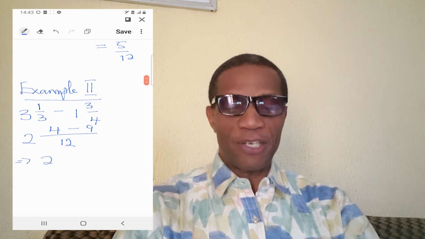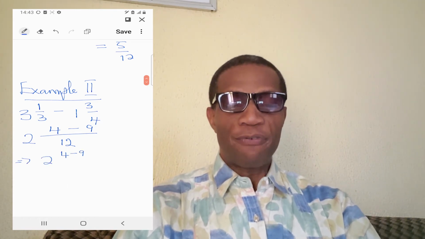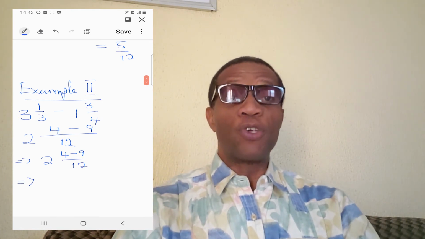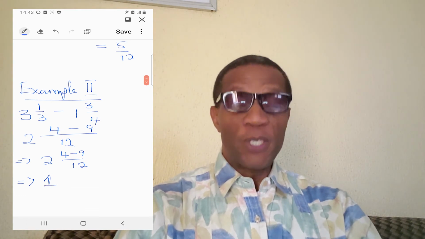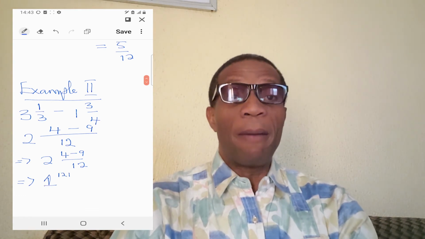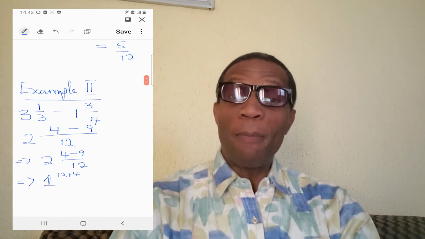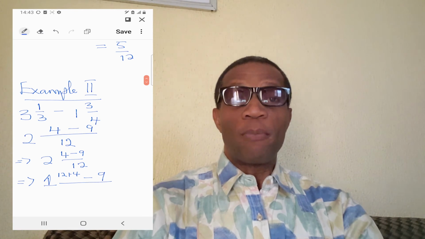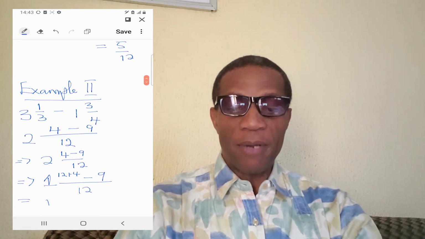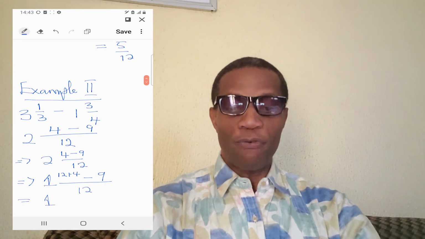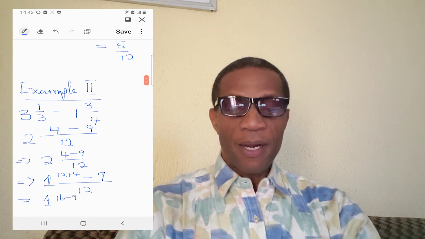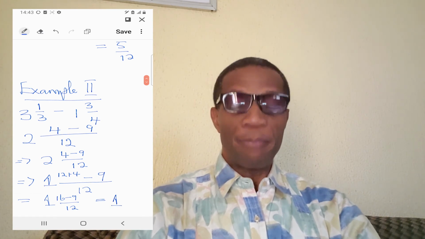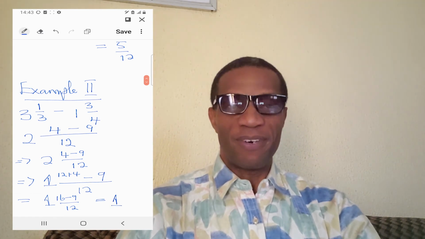So we now have a new fraction that's like 2 and 4 minus 9 over 12. Of course, 4 minus 9 will result in a negative. So how we resolve that is by borrowing 1 from the whole number part. Now remember that the whole number is about the same thing as the LCM. So borrowing 1 from the whole number part will now make it remain 1. And you now add that 1, which is 12, to 4. That will now give us 1 and 16 minus 9 over 12. That when resolved becomes 1 and 7 over 12.